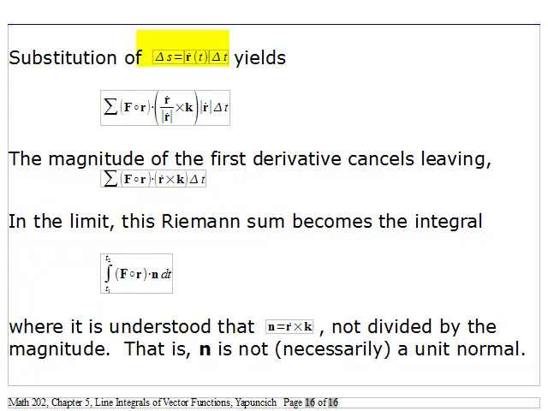So this is what I said at the end of the last slide. So we substitute that, and you can see here this is a cross product, and these terms can get canceled, and you're left with r dot cross k, which you can actually write as a normal. It is a normal, but it is not necessarily a unit normal, but that's okay. And that is the expression for the flux across that surface.